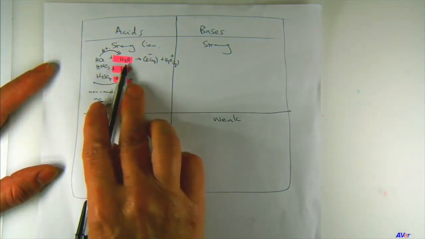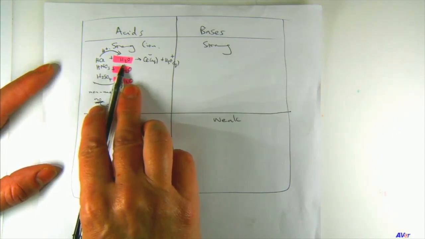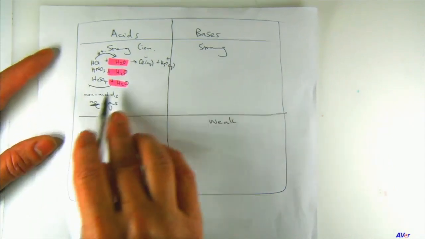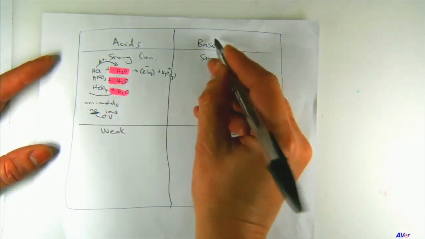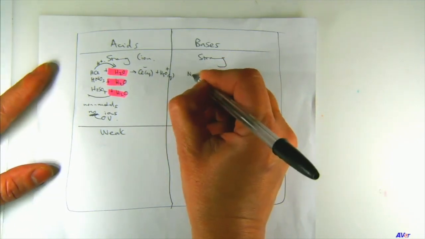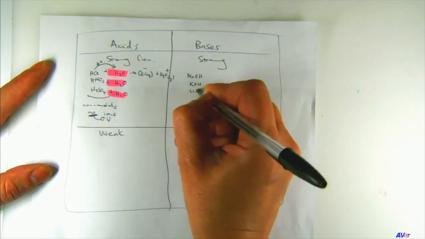So what is very important is here you have to have the water in the equation because it's got to ionize, it's got to make ions. Now look at the other side. Strong bases. What are your 3 strong bases? Sodium hydroxide, potassium hydroxide, lithium hydroxide.